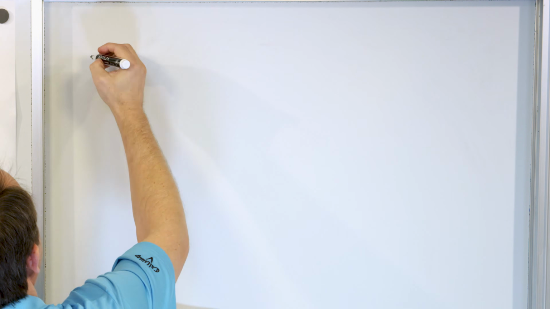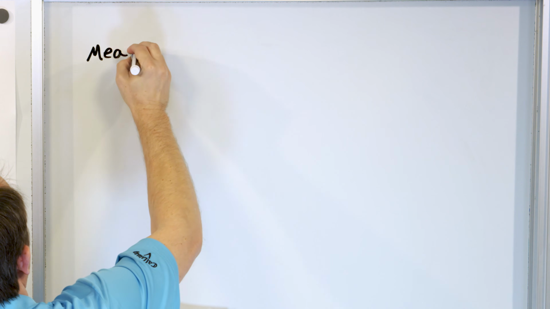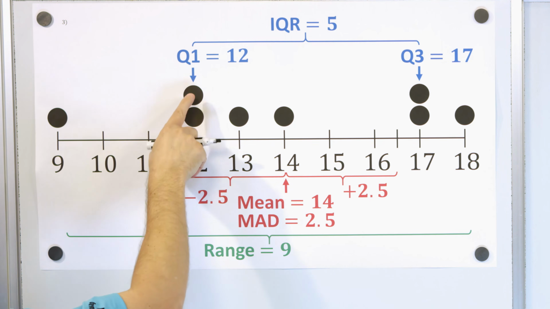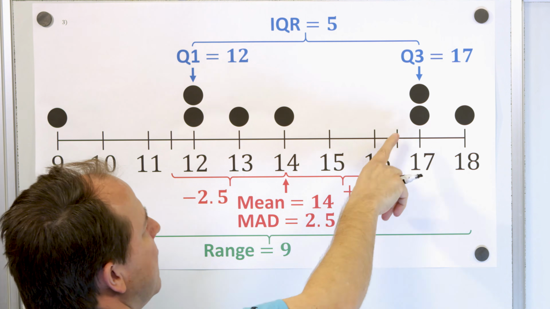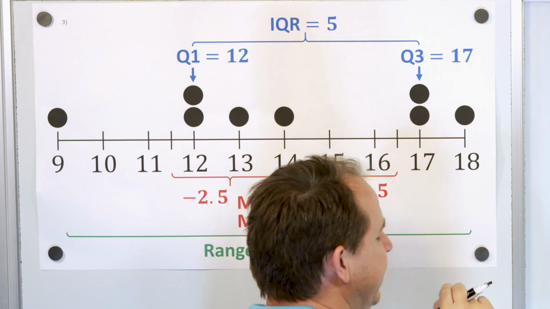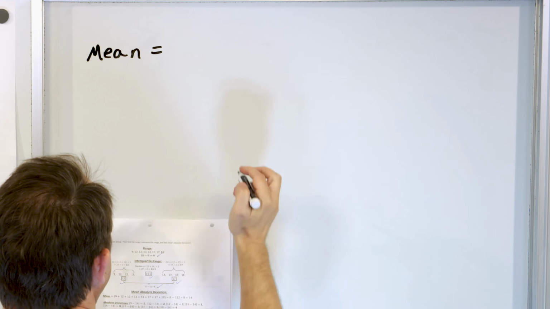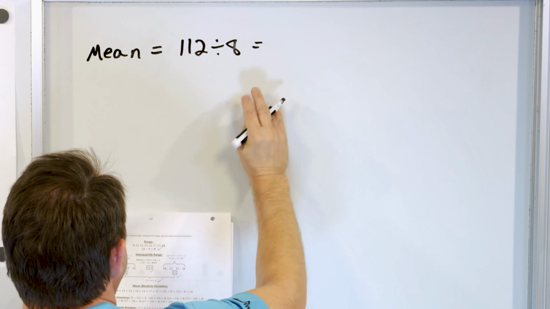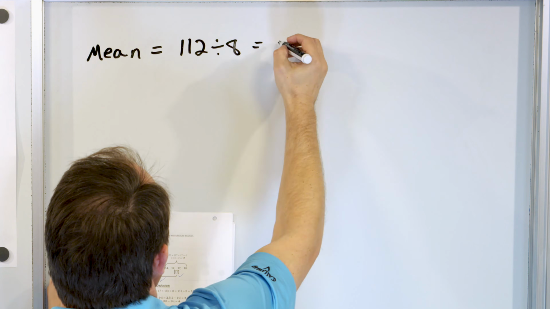Finally, let's go figure out the mean and the mean absolute deviation. For the mean, all we have to do is add all these together: 9 plus 12 plus 12 plus 13 plus 14 plus 17 plus 17 plus 18. When we add them all up, we get 112, and then we have to divide by 8 data points, and so the mean works out to be 14.